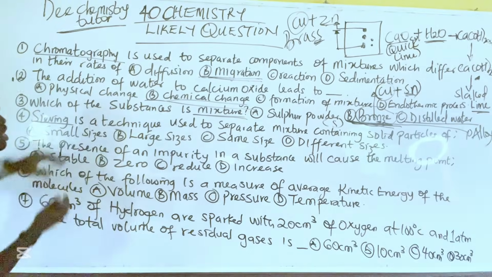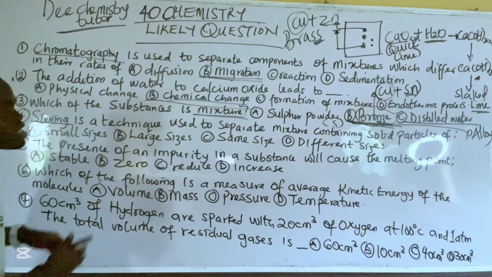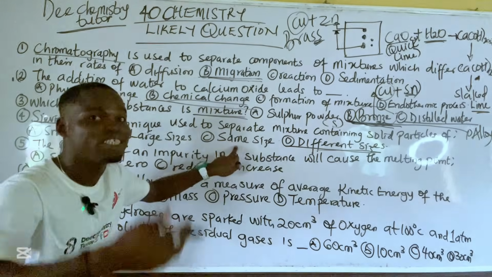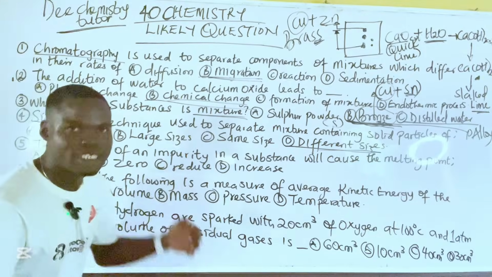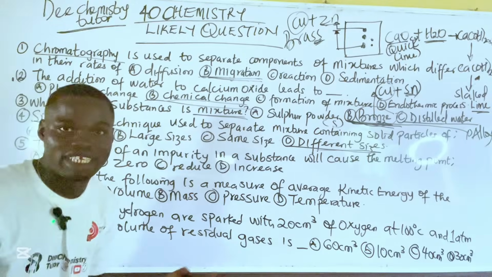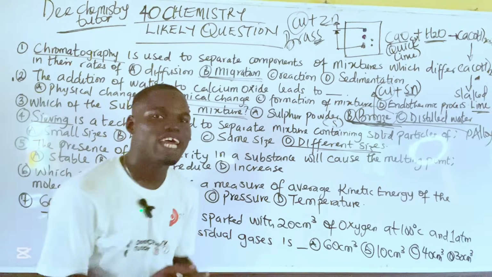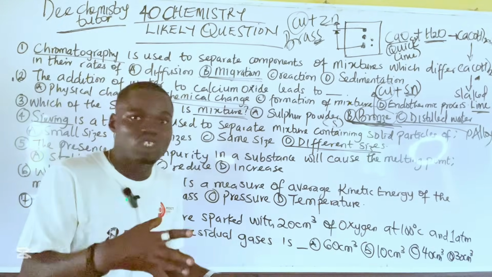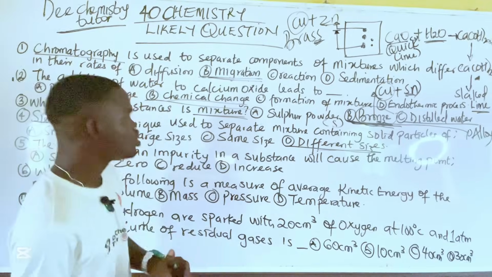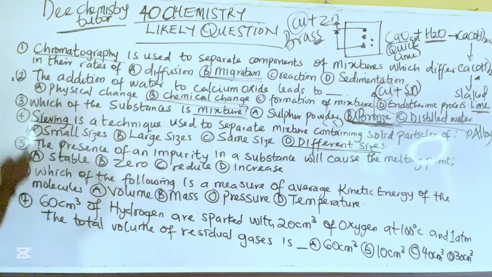So the major property in sieving is different sizes. If they are of the same sizes, you can't sieve them. Larger sizes still mean they are the same, and smaller sizes too. So the only thing you can sieve is particles of different sizes. That's when your gari and your rice mix together, the gari can move down because they are of different sizes. So the answer is different sizes. Okay. Number 5.